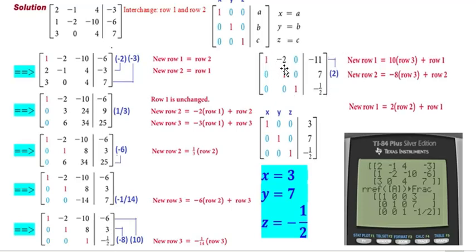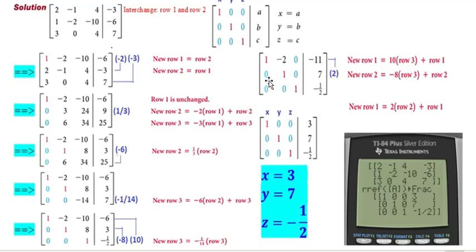So now we have 1 in the diagonal, 0 below the diagonal. Then you need to turn this to 0. To turn this to 0, simply multiply row number 2 by 2 and add it to row number 1. So keep row number 3 as it is. 0, 0, 1, minus half. Keep row number 2 as it is. 0, 1, 0, 7.